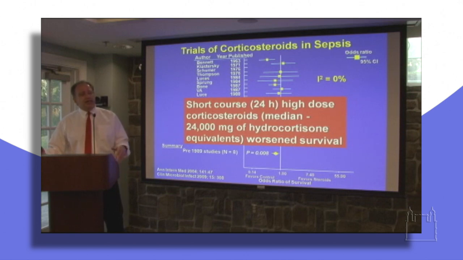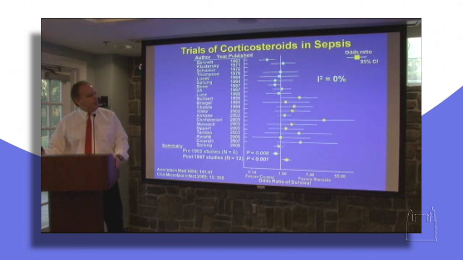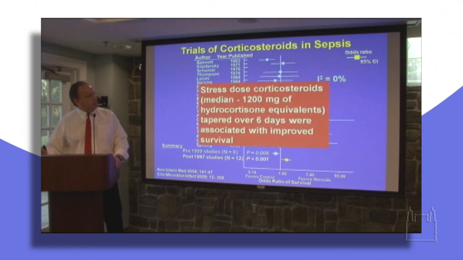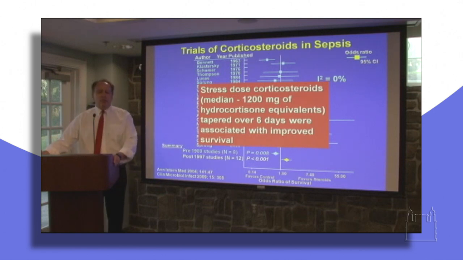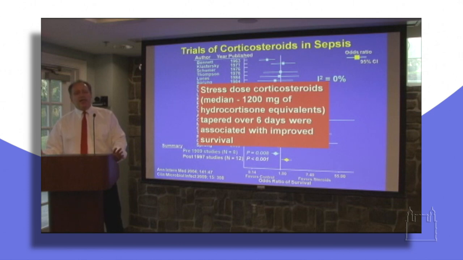What about the later studies, most of them that were done in Europe? Well, the studies done a decade later, from 1998 to 2008, actually showed benefit. Stress-dose corticosteroids at much lower doses, tapered over 6 days, were associated with improved survival. But what you should be saying is, well, show me the I-squared. Can you combine all those studies? Do they make sense?